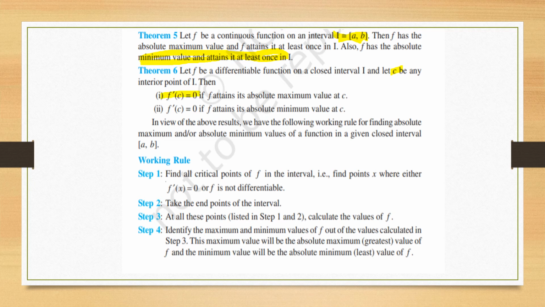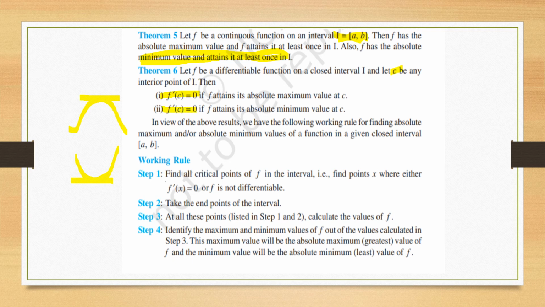It means either this kind of curve is there or this kind of curve is there. So f dash c is 0 in both cases. If f attains absolute maximum at c, then f dash c is 0, and again f dash c is 0 if it is attaining absolute minimum at c.